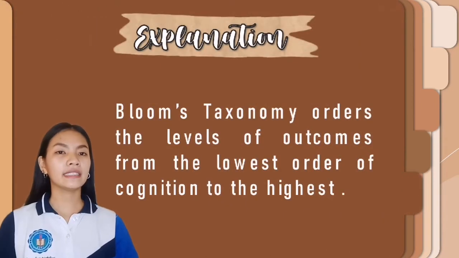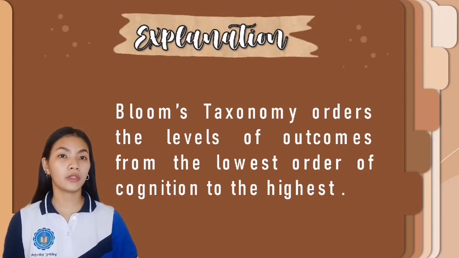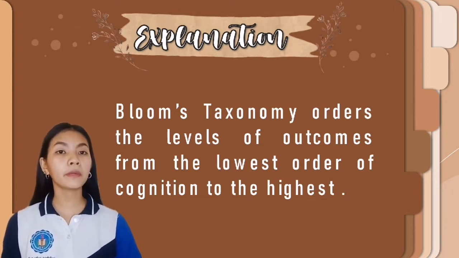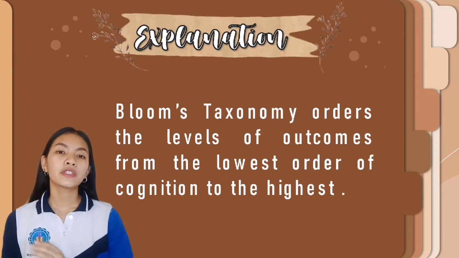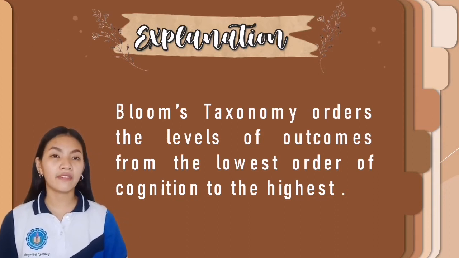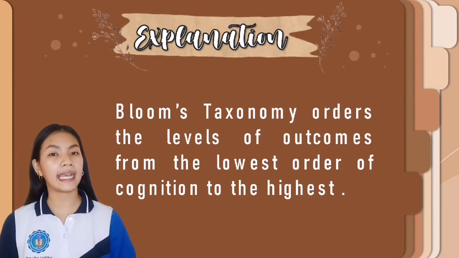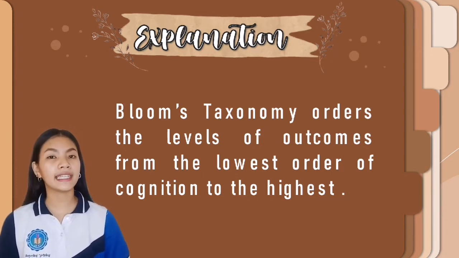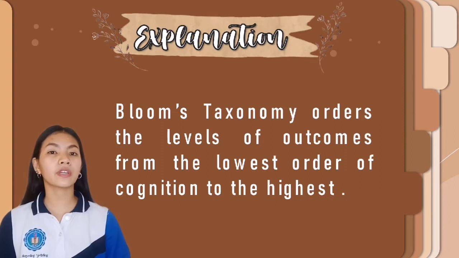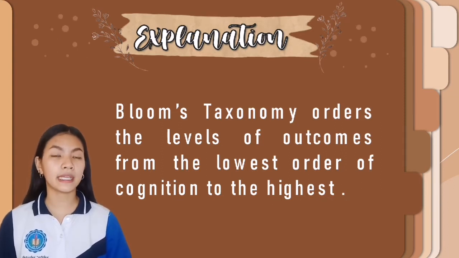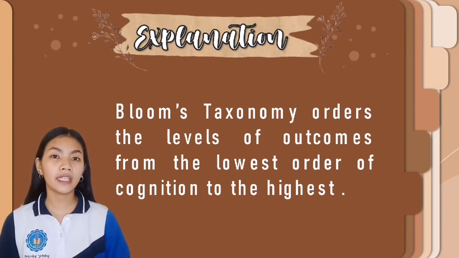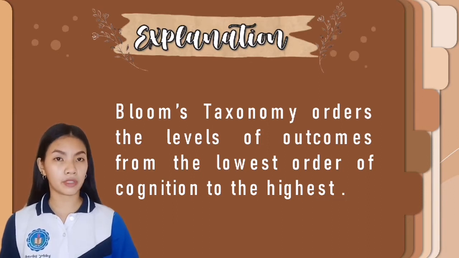So, we already had the background about Bloom's taxonomy since we encountered it from our previous lessons. So, Bloom's taxonomy orders the level of outcomes from the lowest order of cognition to the highest. Its goal is to provide a guide that can be used to create objectives and assessments as to what level of learning students should demonstrate.